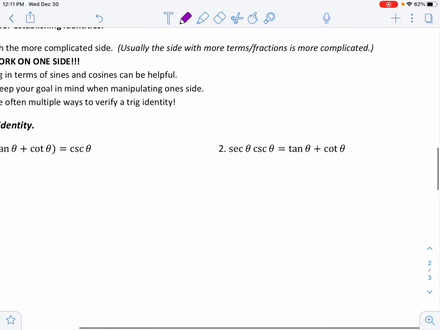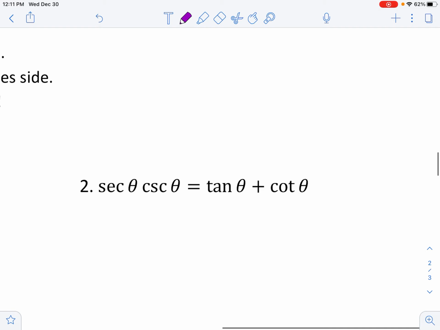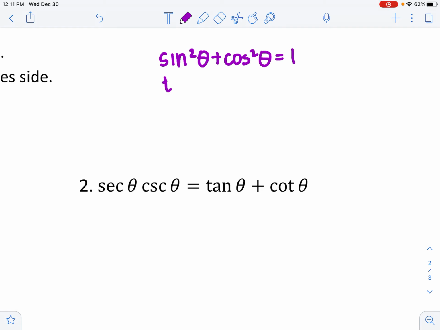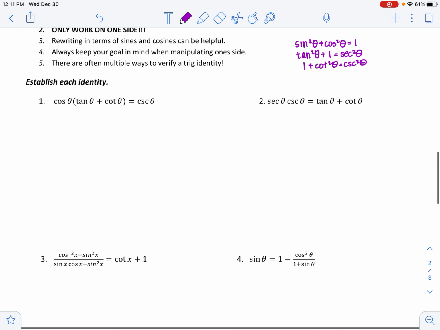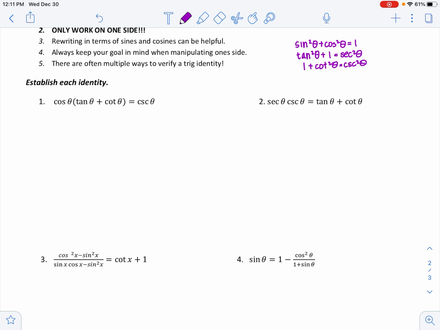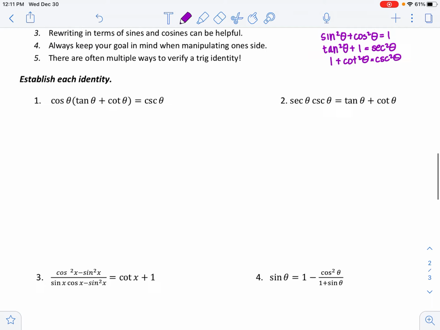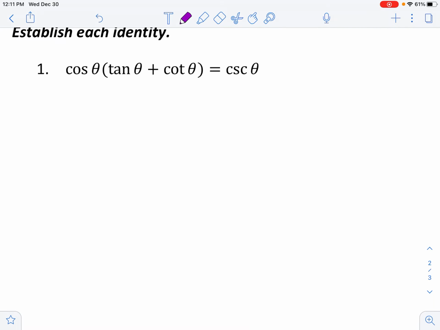Okay, let's get started. I'm going to start off by, you guessed it, writing my 3 trig identities again. Sine squared of theta plus cosine squared of theta equals 1. Tangent squared of theta plus 1 equals secant squared of theta. 1 plus cotangent squared of theta equals cosecant squared of theta. There's my 3 trig identities. That way I don't have to scroll all the way to the top, and it's good practice. Okay, so first, step number 1, I'm trying to get one side to look like the other side.